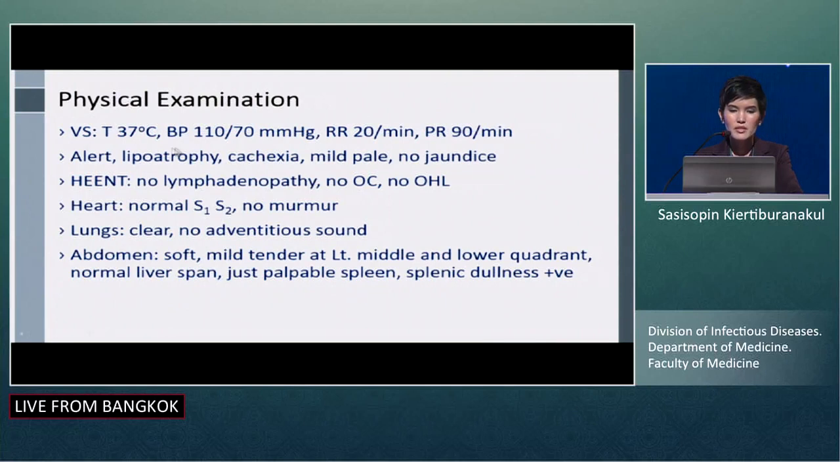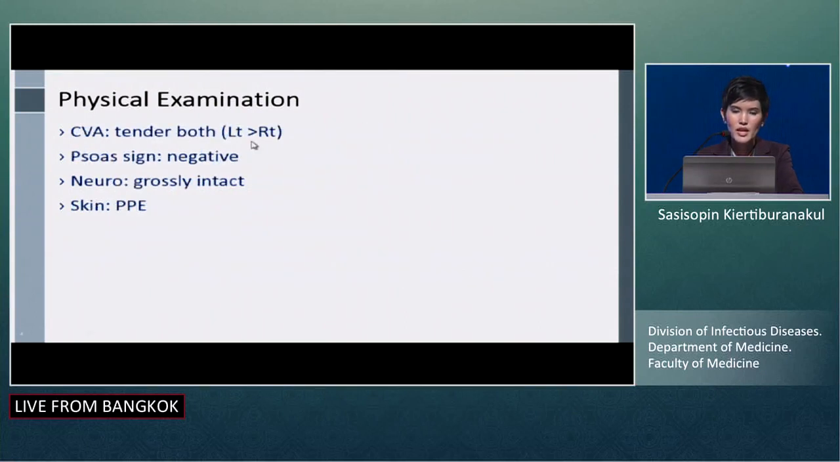On physical examination, the temperature is 37. He is alert, has lipoatrophy from D4T, leukocytosis, mild pallor, no lymph node enlargement, and heart and lung are normal. The abdomen is soft but mildly tender at the left middle and lower quadrant, with normal liver span, just palpable spleen, and splenic dullness positive. He also had back pain on percussion around the CVA, costovertebral angle area, on the left more than right. Psoas sign is negative, and neurologic examination is intact. He still had PPE on both legs.